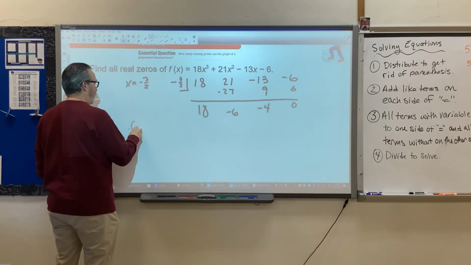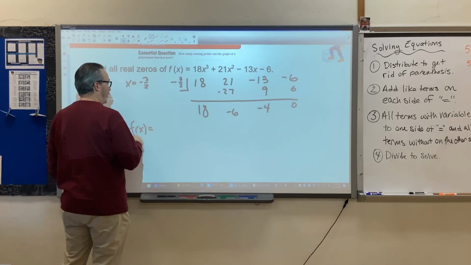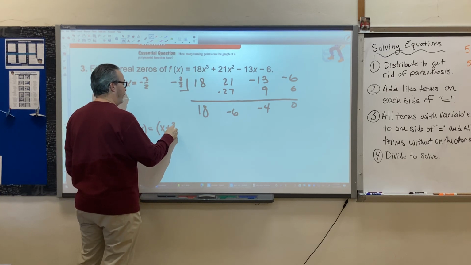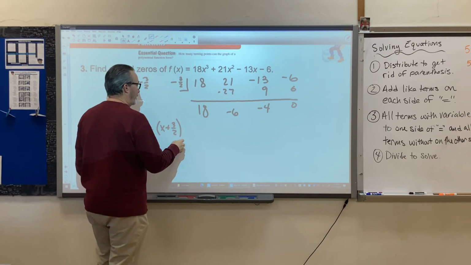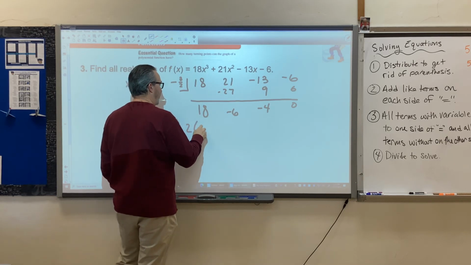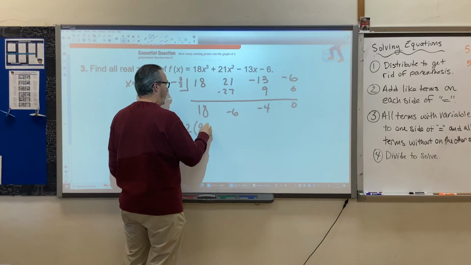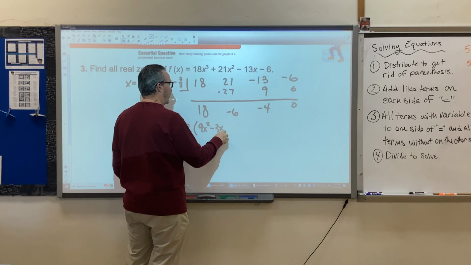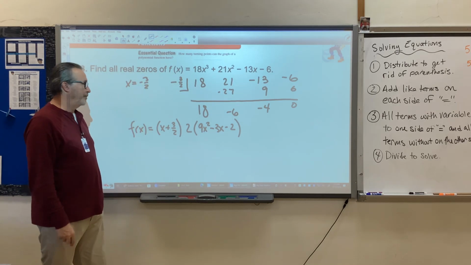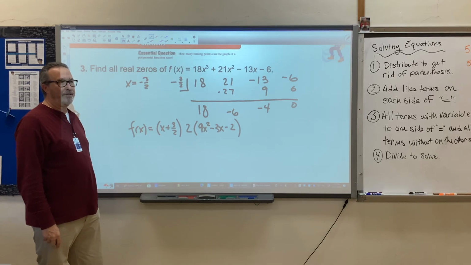F of x, by the way, is x plus 3 halves times 2 times 9x squared minus 3x minus 2. Ideally, that factors.